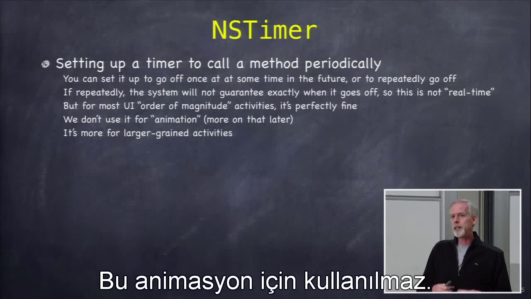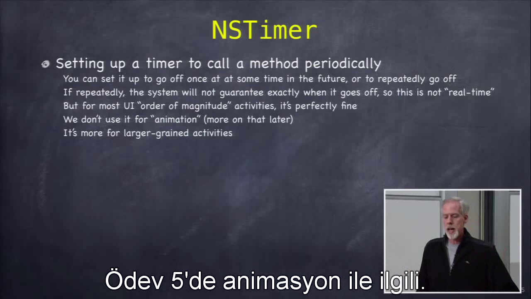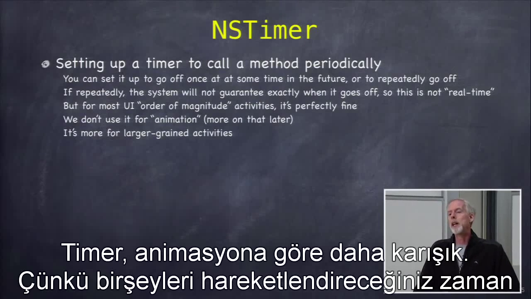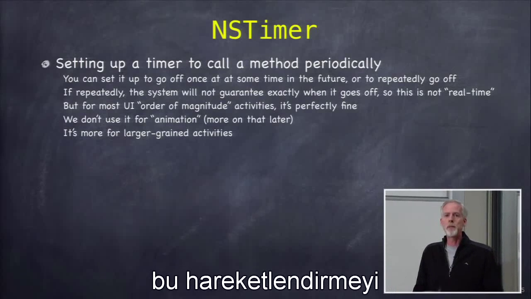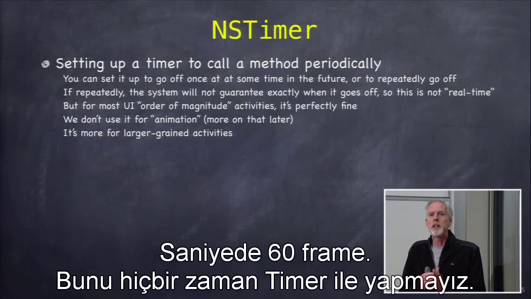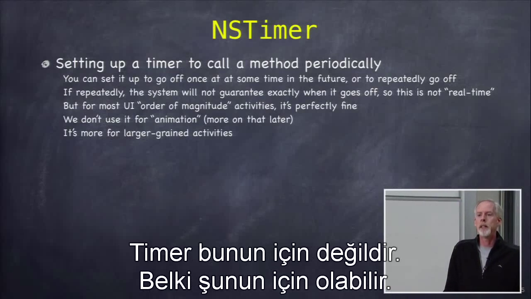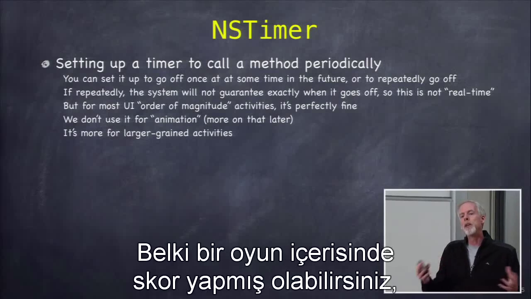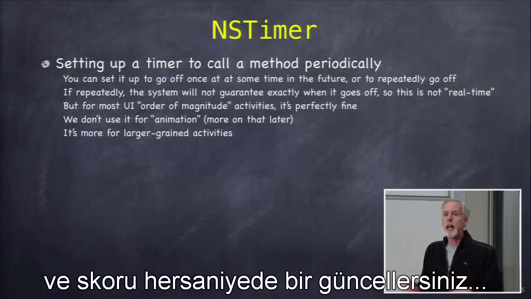Okay? Now, this is not used for animation. We're going to talk all about animation later today and all of next week. And your assignment 5 is going to be all about animation. Timer is more like a complement to animation. Because when you're animating things, sometimes you do want to do something every second or every 2 seconds. You're really not going to be doing something every 60th of a second. Okay? 60 frames per second animation. You'd never do that with a timer. It's not for that. Okay? It's just for things like maybe you have a score in a game and you update the score every second.